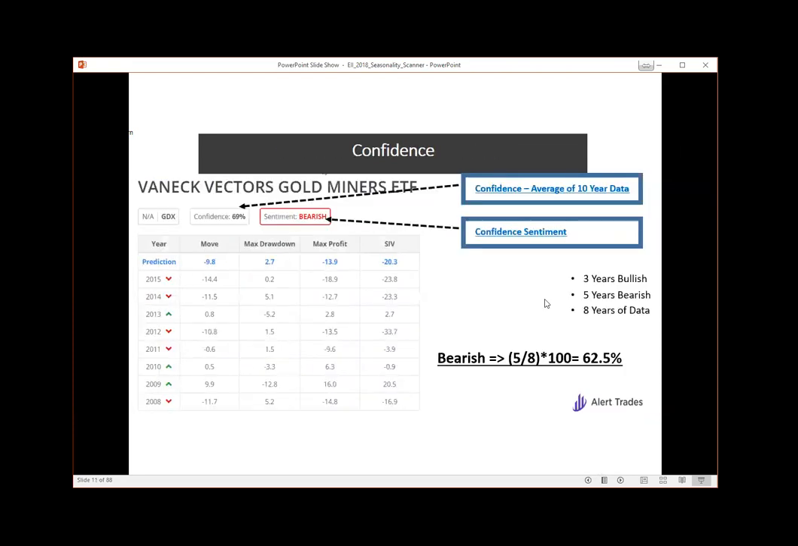So if you saw, here's the calculation right there, 62.5. And you could see we're not really at 62, we're at 69% here. So you could see our confidence value is different there. Now, if you're trying to figure out how do I use all this stuff, don't worry. I'm going to give you the magical formula for how to use this to find the opportunities in just a moment.